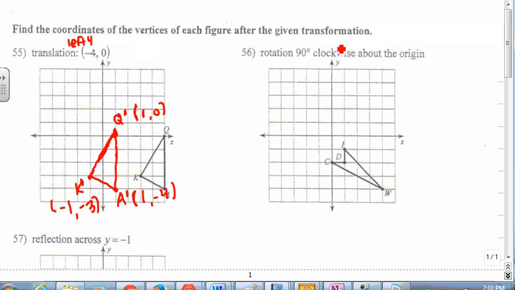Okay, we have to do a rotation again. Once again, we're going clockwise, so imagine your clock. 90 degrees is how many quadrants? 1. So C was on the y-axis. Now it's going to be on the x-axis.